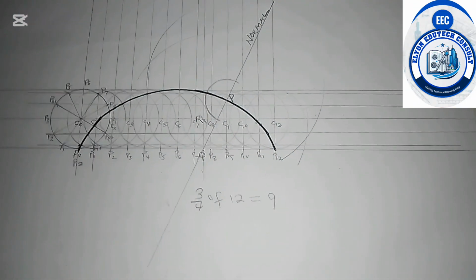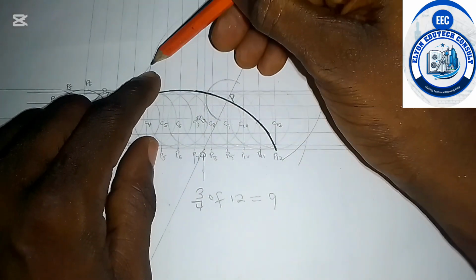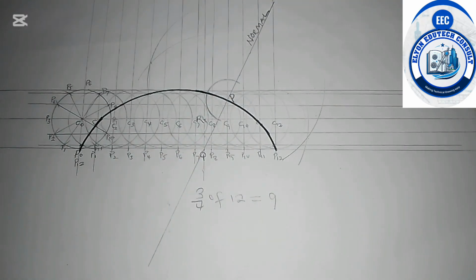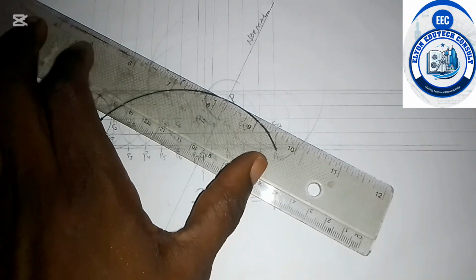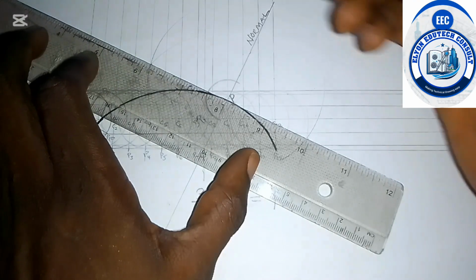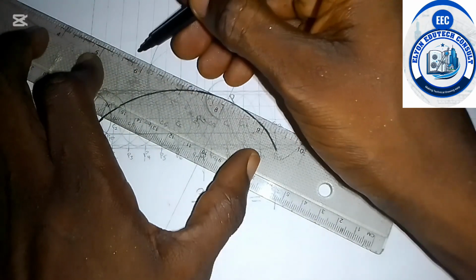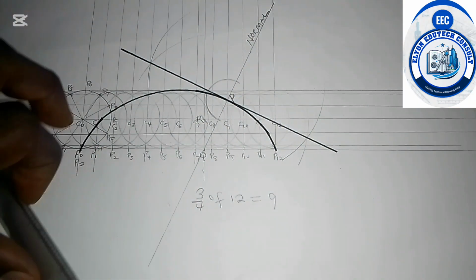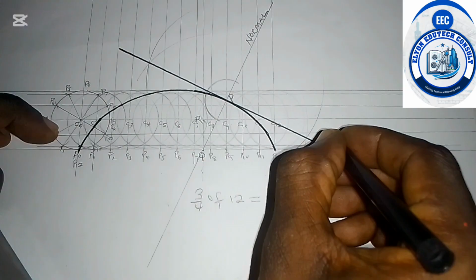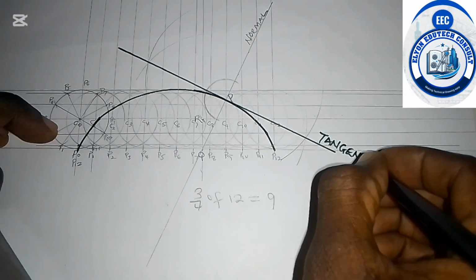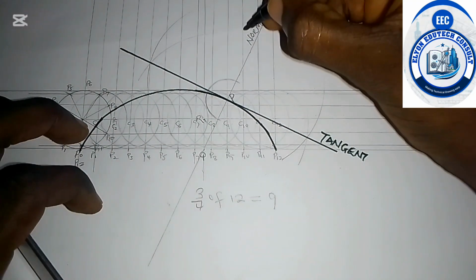So we are going to join this point of intersection to this point of intersection, and it has to pass through point P to give us the tangent. If it doesn't pass through point P, it means there is an error somewhere. Let's see how it goes here. You can see now, make sure it is at the point, just like I have it here. So draw your tangent. This is the tangent now, while this is the normal.